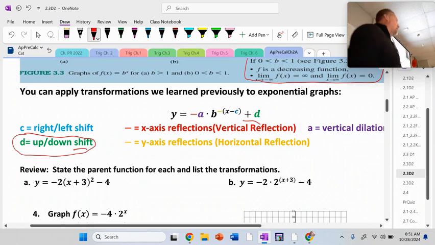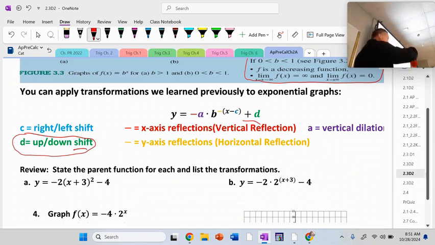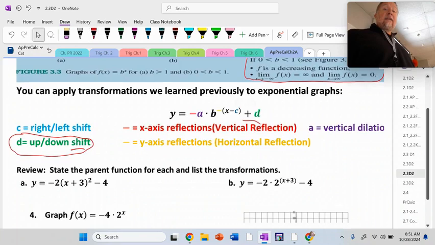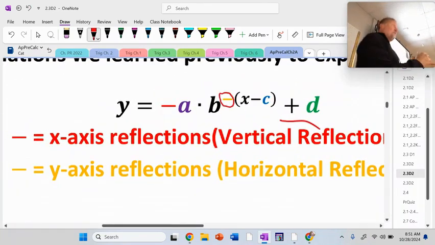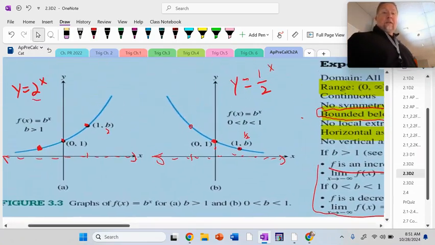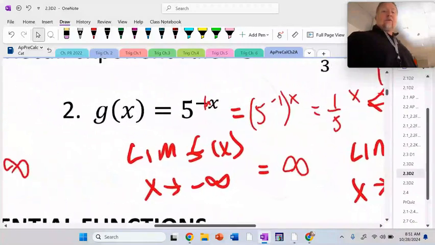But those are going to change the asymptote, obviously. So you're not going to be at y equals 0 anymore if you have a plus or minus d value. All right, vertical dilations, of course, x-axis, y-axis reflections. Be careful on that. And actually, for y-axis reflections, if you exercise the negative exponent rule, you'll see it. It flips the graph.